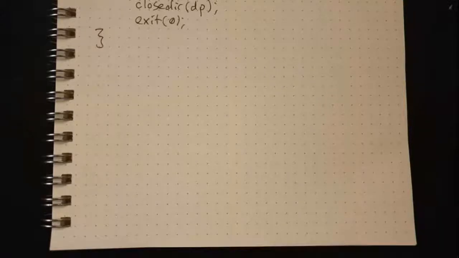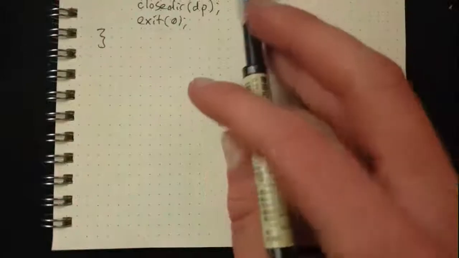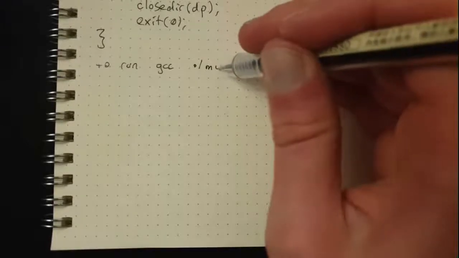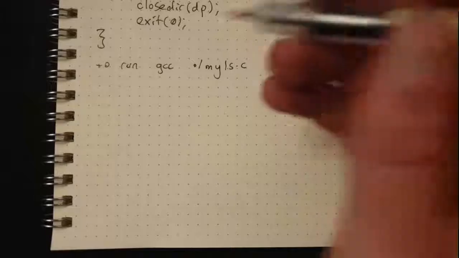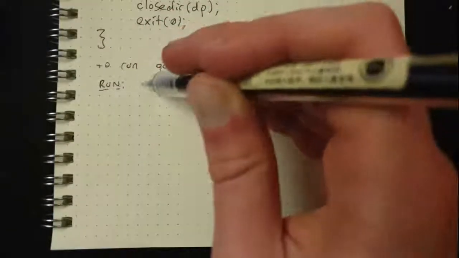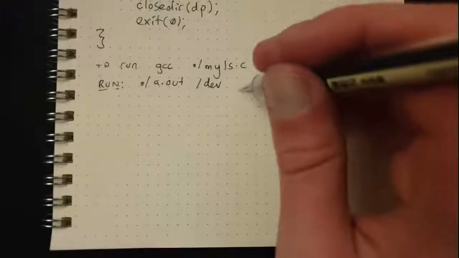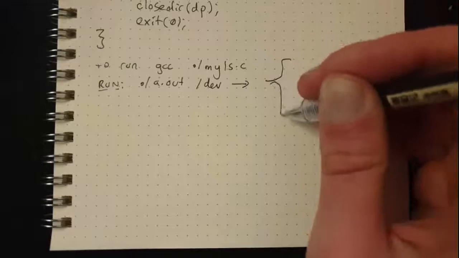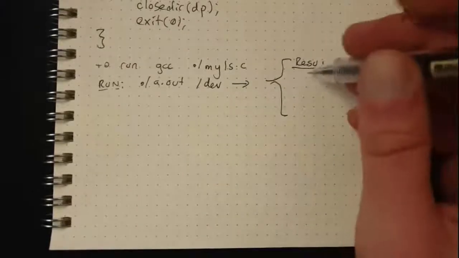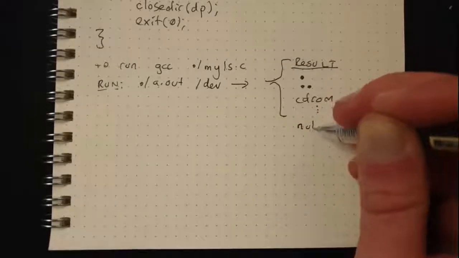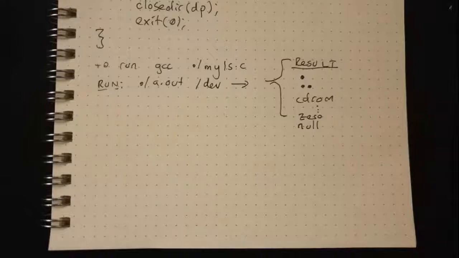Okay. So if you wanted to actually run this, you would run gcc on myls.c, and if you were to run ./a.out /dev, you would get a result like this: cdrom, and so on, and whatever other files there might be.